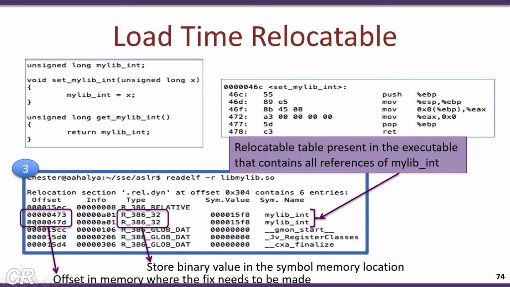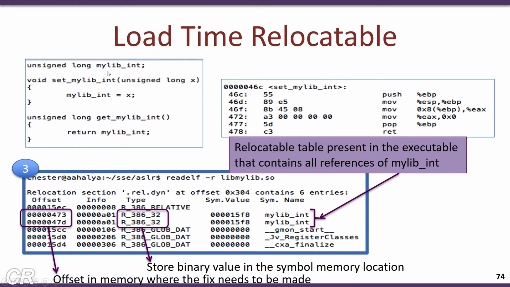Notice that the locations which we need to modify are at offsets 473 and 47D in the object file. You could see that the location 473 corresponds to this 0x0. Note that A3 is at offset 472, and 473 corresponds to these zeros. Another thing to note is the type. Each of these types is of 32-bit.